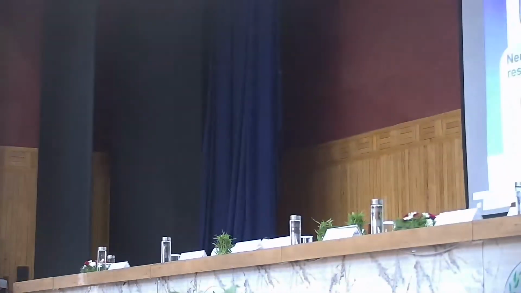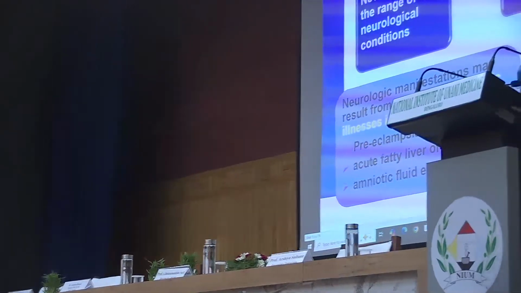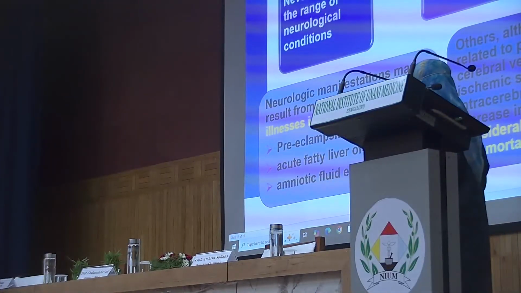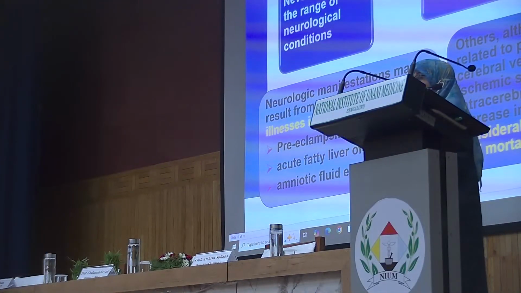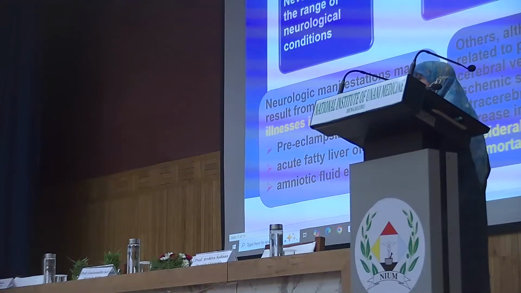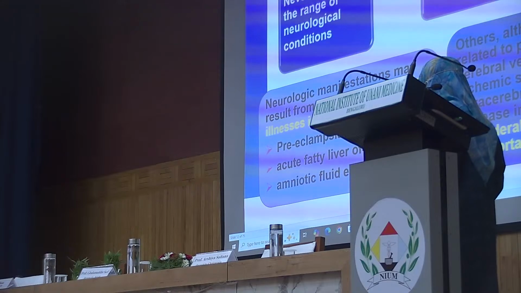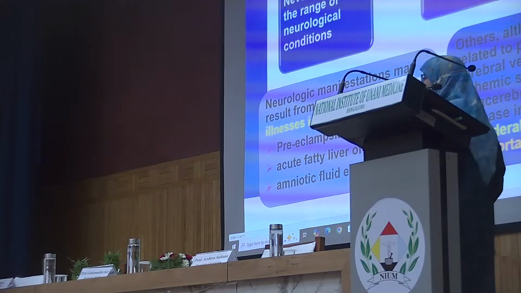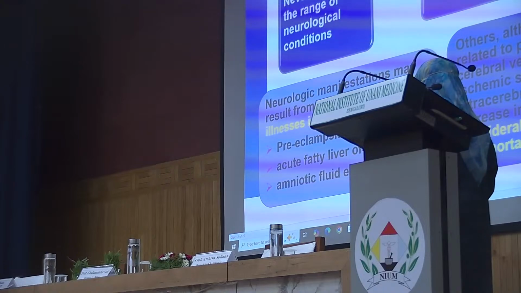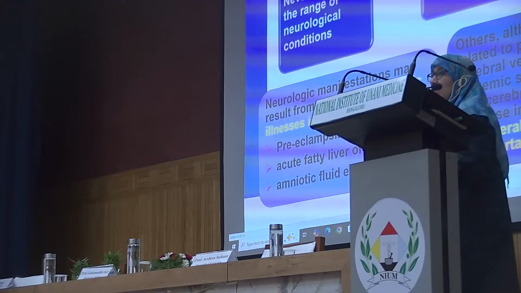Then, as we said, nevertheless, the range of neurological conditions affecting women of reproductive age is extremely broad. Why? Because we see that there are some neurological diseases which manifest only during pregnancy, or because of pregnancy, they may cause neurological disorders. For example, preeclampsia, eclampsia, acute fatty liver of pregnancy, and amniotic fluid embolism. These diseases, which pertain to obstetric illness, can lead to neurological disorders.